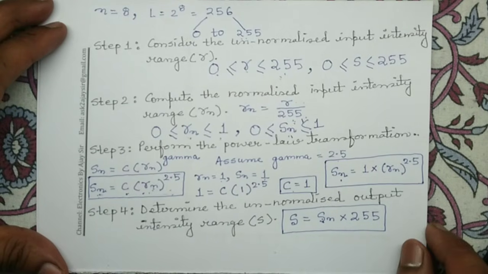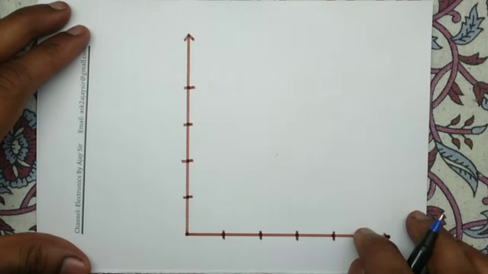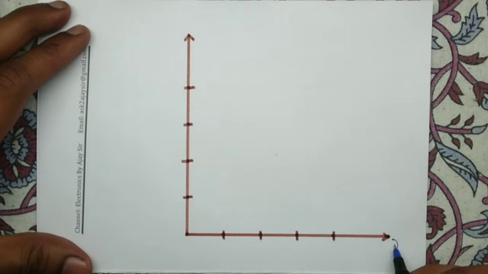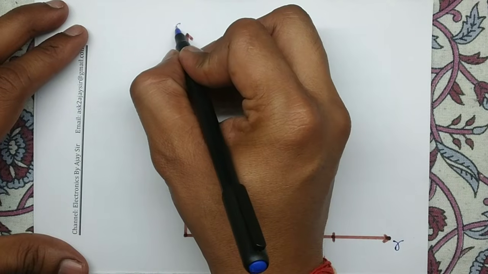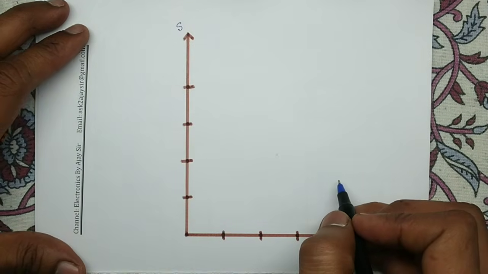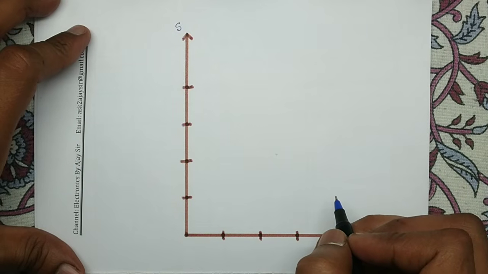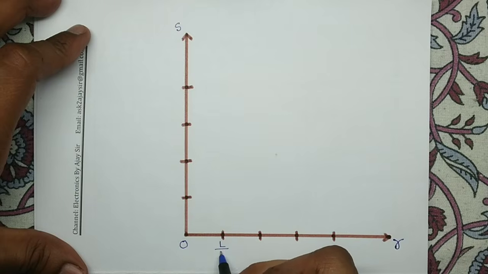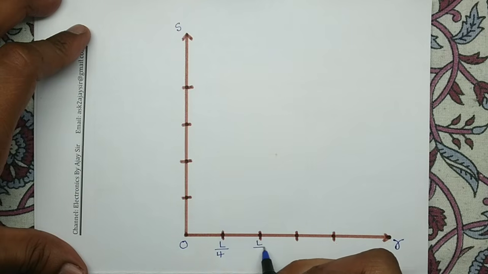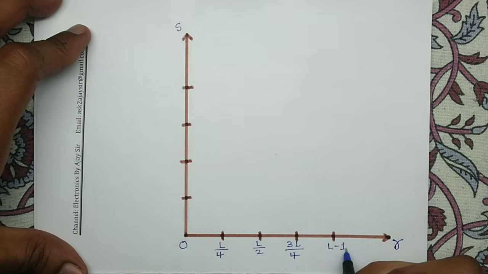Next, we will do the plotting. Similar to the previous, along x-axis we will take our input intensity range R. Along y-axis we will take the output intensity S. Now first I will mark the critical points along x-axis. This is our origin. First critical point, it is L by 4. Next one, it is L by 2. Next one, it is 3L by 4. And this is our L minus 1.